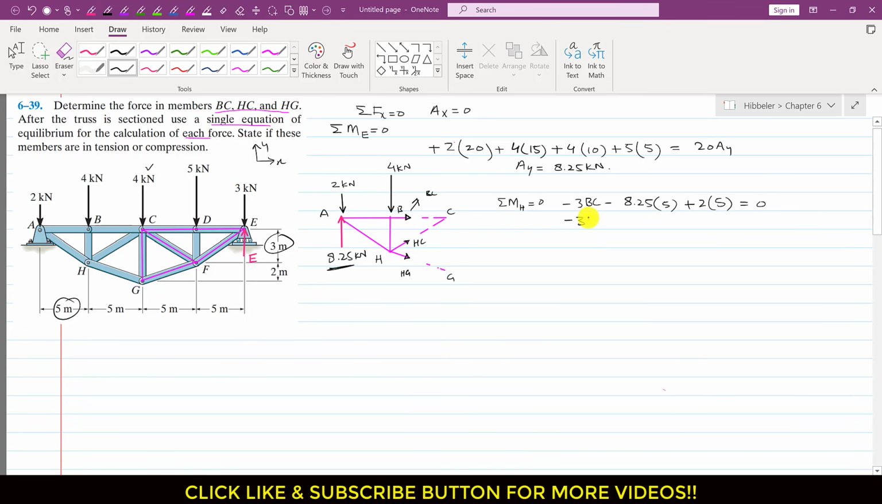So if I add both of these, this gives me 31.25, right? So this gives me minus 31.25, and this is equal to 0. If I bring this to the other side of the equation, we will have the equation like this. So from this we get BC equals minus 10.42 kilonewton.